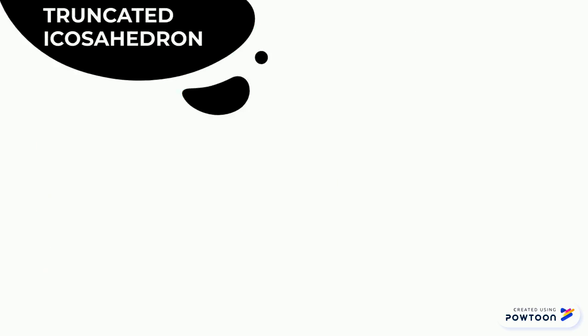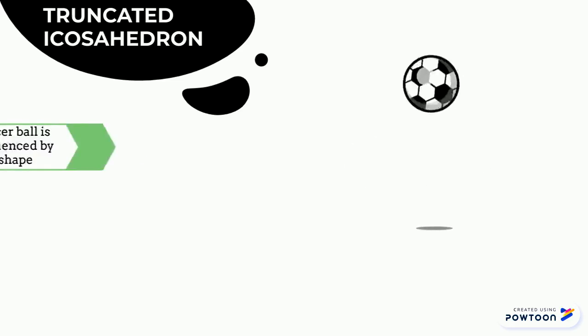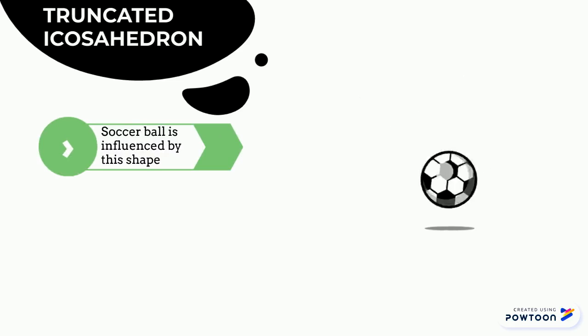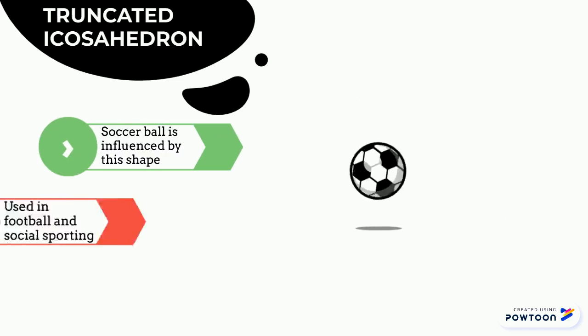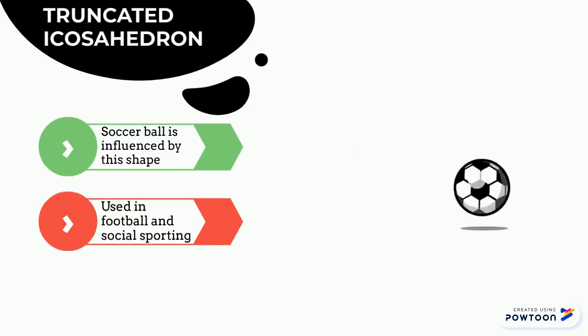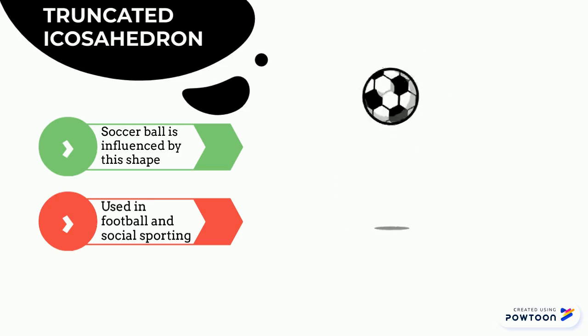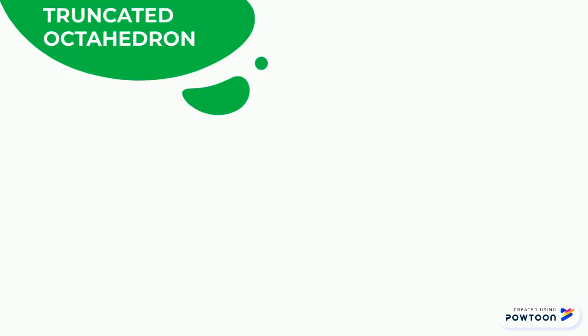You may notice with the truncated icosahedron that it looks very similar to a soccer ball. That's because a soccer ball is influenced by this polyhedron. A soccer ball is used in the professional football leagues as well as a social sporting ball that helps people pass the time.